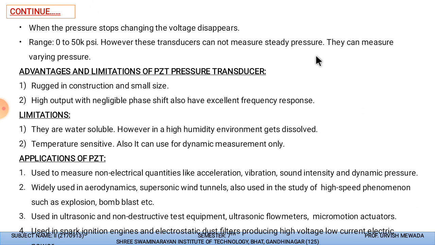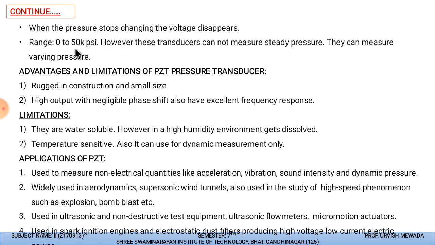So when the pressure stops changing, the voltage disappears, because as the pressure is removed, or there is no pressure inserted inside the gauge, the diaphragm will regain its original position, and the pressure on the crystal will be removed. As that device acts on mechanical pressure, if there is no mechanical pressure, then the gauge will not generate any electrical output. So we need to apply pressure to activate the piezoelectric transducer. According to the pressure applied, the piezoelectric transducer will give the electrical output.